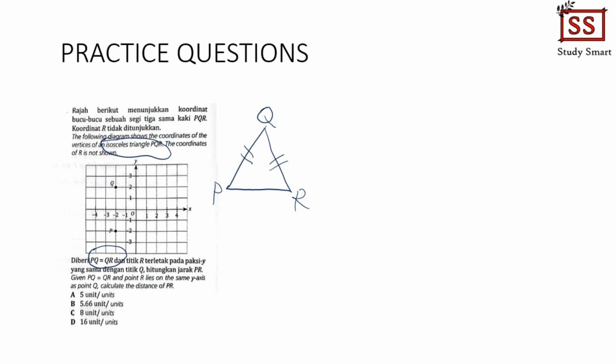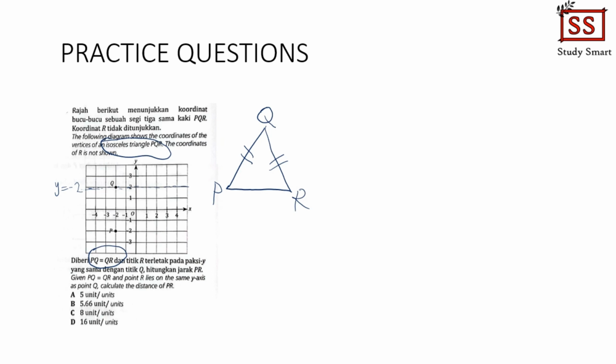Same y-axis means point R can be anywhere over here, because point Q is lying on the y equals -2 line. So your point R should lie on y equals -2 as well. The point can be anywhere on this side, or this side, but since the diagram didn't give it fully, most probably it will be on the right hand side.